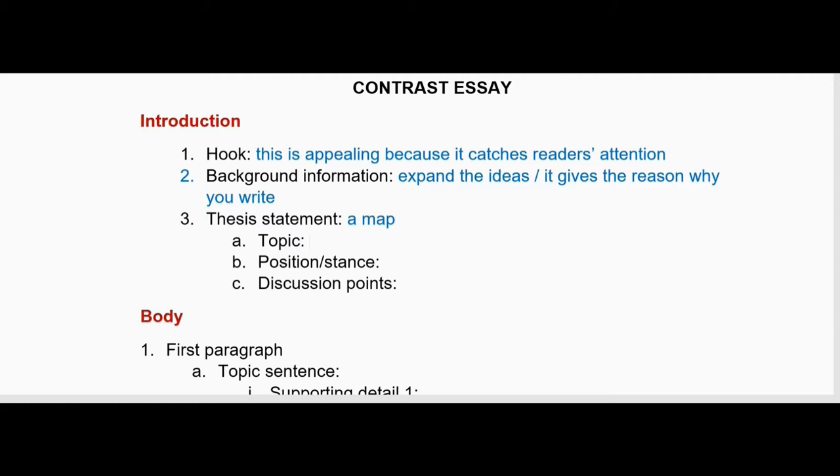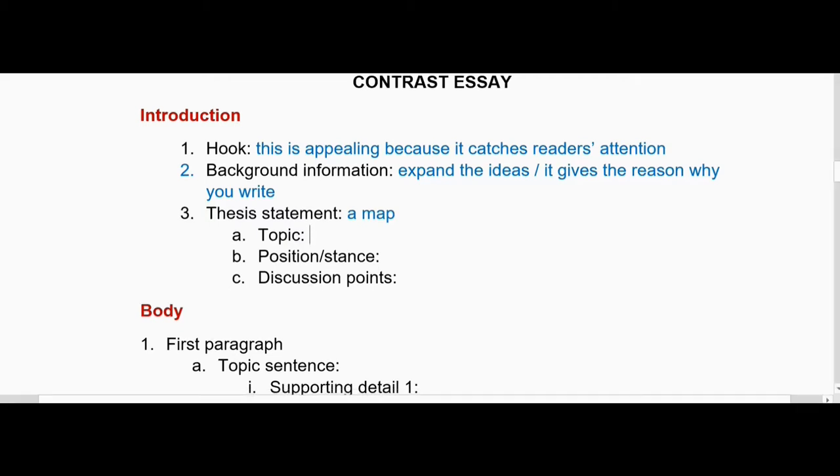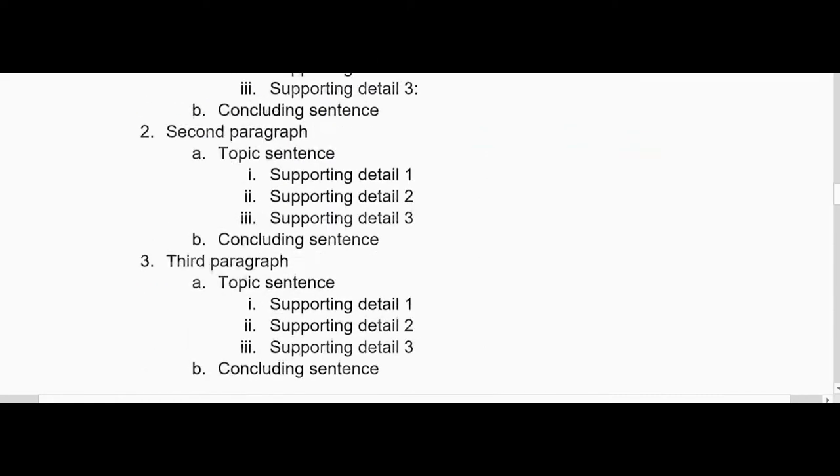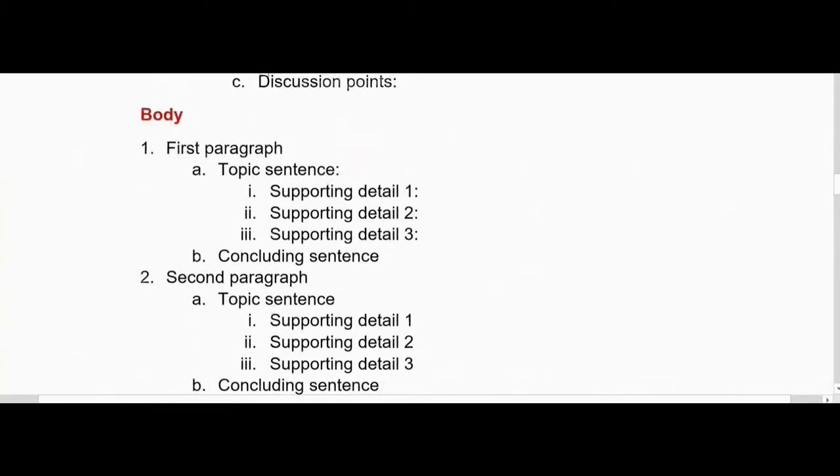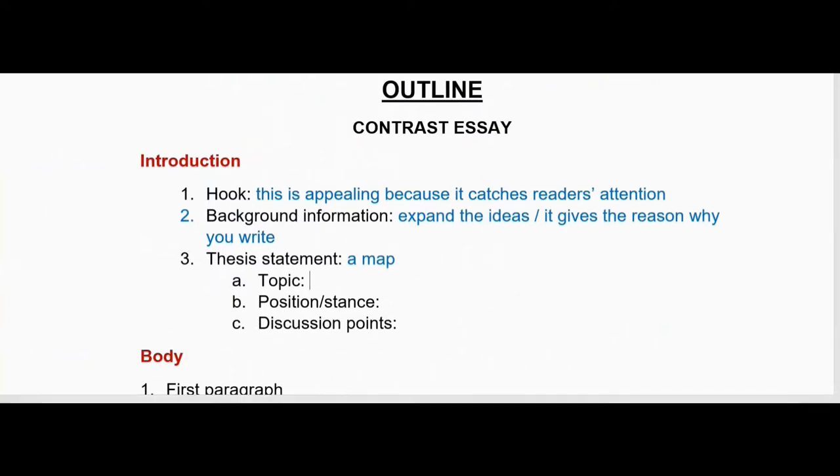The first element is the topic of your essay. I'm going to explain these three elements through a real example. This example is an essay called Large Leap, and it was taken from the Humber Liberal Arts and Sciences. Basically, this essay is making a contrast between college and high school. So that is our topic, because we're going to talk about high school versus college. You're going to need to mention this.